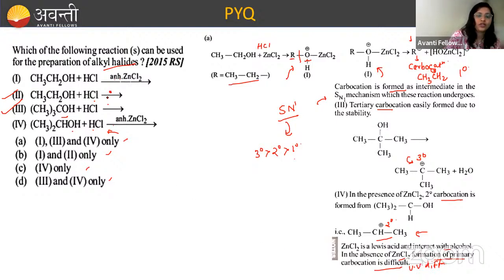So here you can see there is no ZnCl2 present. Since ZnCl2 is not present, forming the alkyl halide from the primary alcohol will be a very, very difficult process.